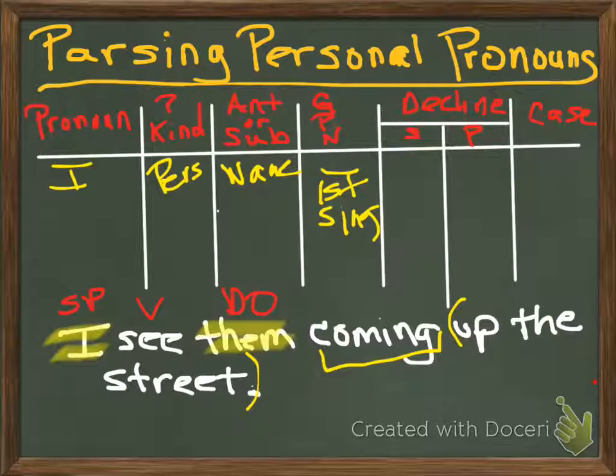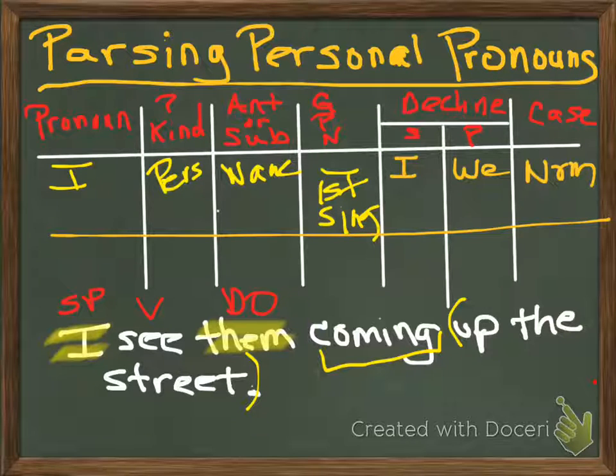So now we know what case, because I is in the subject, naming, or what is the fancy word we use? Nominative. Okay? So what we're going to decline here is the first person nominative pronouns. Singular we know as I. And what would be plural? Instead of I, it would be we. Okay? We'll quickly do the next one.